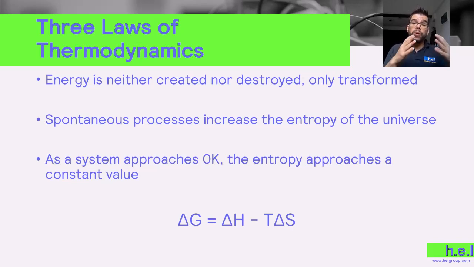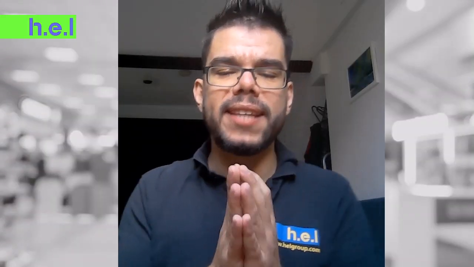If the value that we get from this equation is negative, that means that the chemical reaction is going to be spontaneous, it's going to be exergonic. However, if this value is positive, that means that the reaction is not spontaneous and is going to be endergonic.